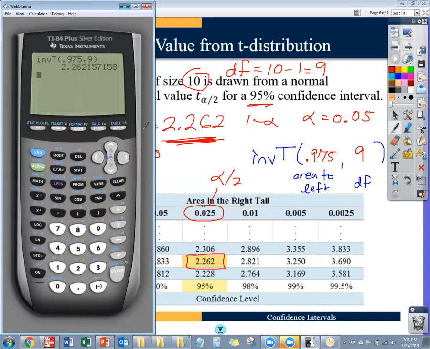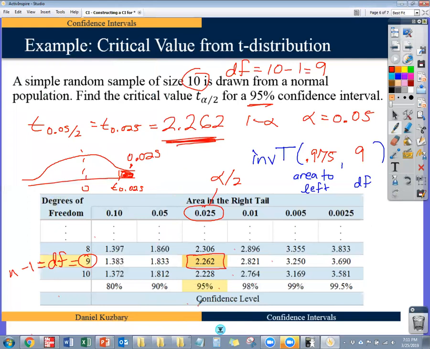If you have an 83 or an older 84, you're going to have to use this table. Sorry, the table is designed to be easy to use. So if you think of the column headers as alpha over 2 and the row headers as the degrees of freedom, n minus 1, it's supposed to be easy to use. You just kind of go look here. That also tells you the confidence level at the bottom, which is helpful.